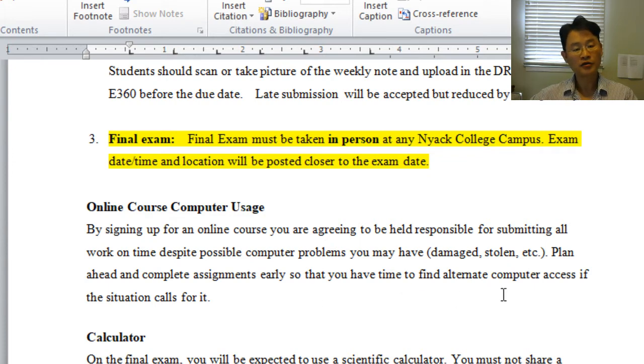Okay, and calculator, you should be able to use it when you do your homework, and even when you are doing your final exam, you are allowed to use a scientific calculator, right? Not the cell phone, but the calculator.